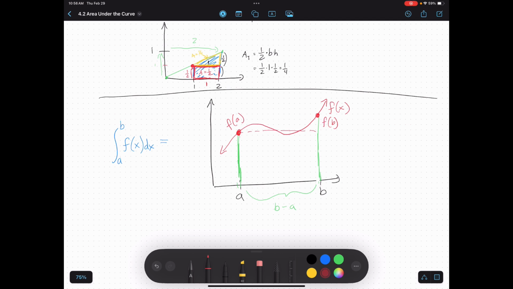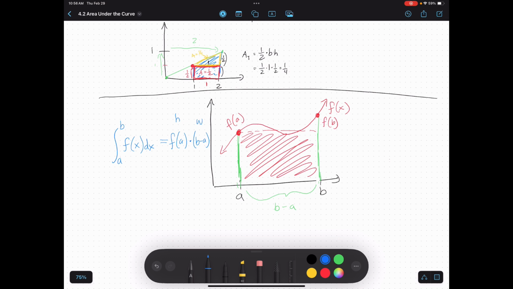So if I use that as my height, then that gives me this rectangle, and then I can estimate my area by simply doing f of A, representing the height of my rectangle, times B minus A, which represents the width of my rectangle, or the base of my rectangle. But that's really not going to be the most accurate estimation.